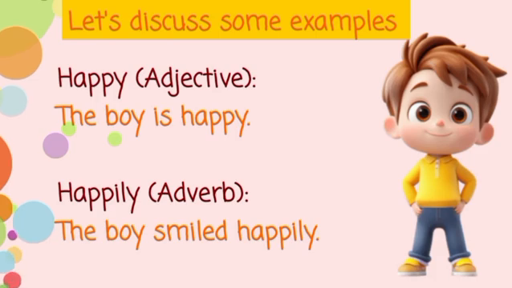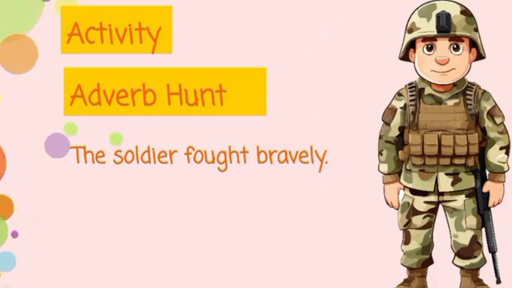Next we have: The boy is happy. Now boy is a naming word and happy is describing it. So happy is an adjective. In the next example we have: The boy smiled happily. Now smiled is a verb and the word describing it is happily. So happily is an adverb. So an adverb basically gives us information about a verb and an adjective gives us information about a noun.